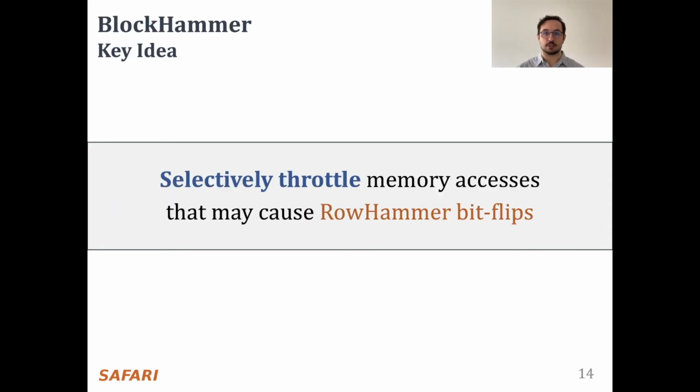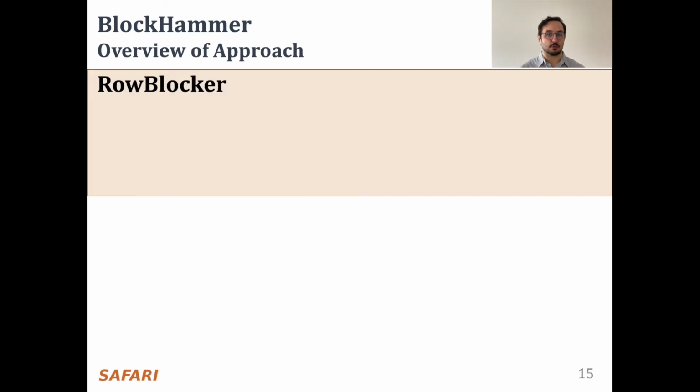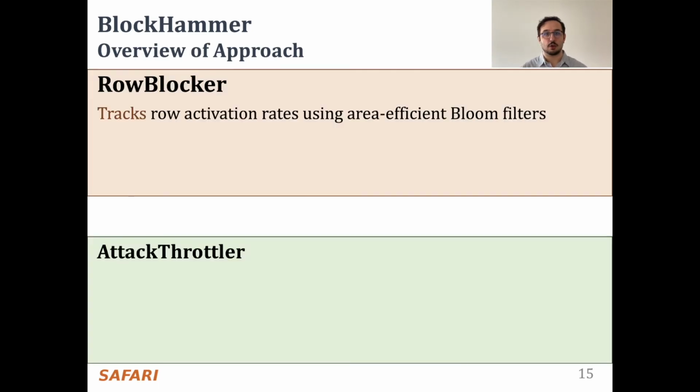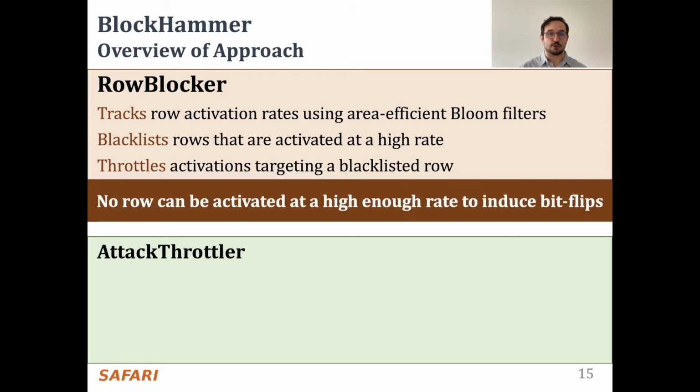BlockHammer's key idea is to selectively throttle memory accesses that may cause RowHammer bit flips. BlockHammer consists of two mechanisms, RowBlocker and Attack Throttler. RowBlocker tracks row activation rates using area-efficient Bloom filters, blacklists rows that are activated at a high rate, and throttles row activations targeting a blacklisted row.